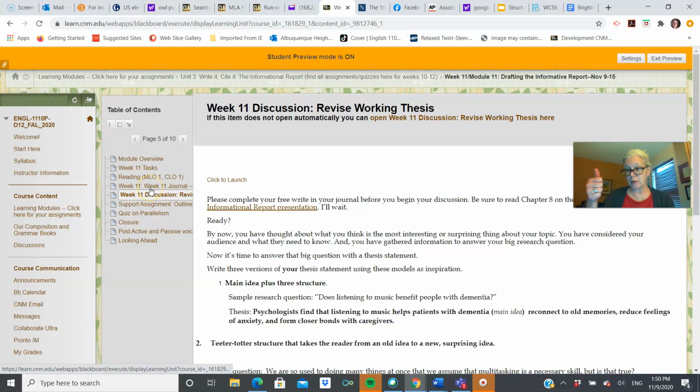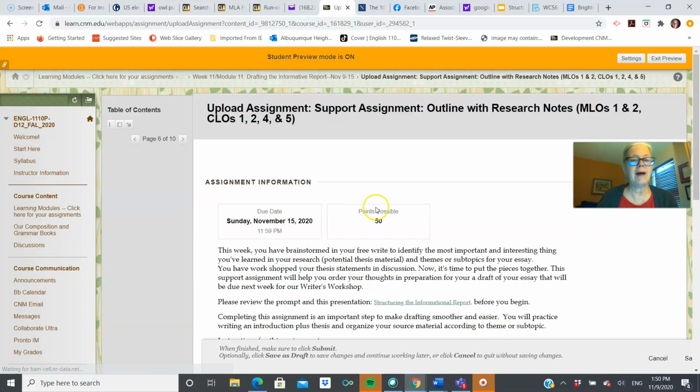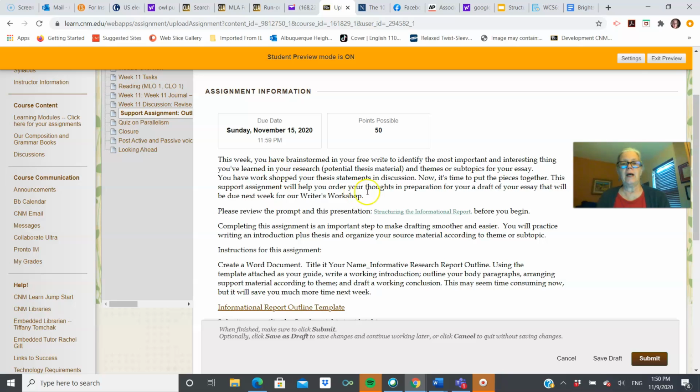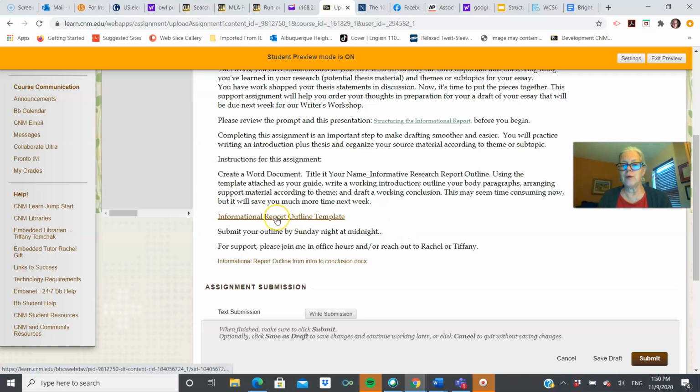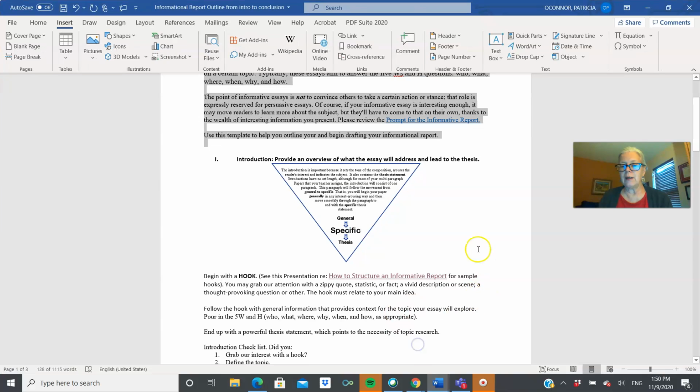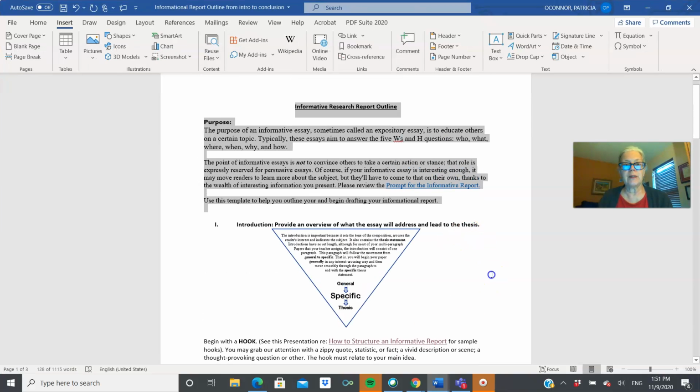Okay, so now we've brainstormed. We've thought about our themes. Our themes are going to help us with our thesis statements. Then we're going to move on to the outline. See how all of these things are working together. Smart, right? I'm giving myself loads of credit for that. Ha ha, not really. Okay, so you brainstormed in your free write, you worked on your thesis, and now we're going to use this template to outline our reports.